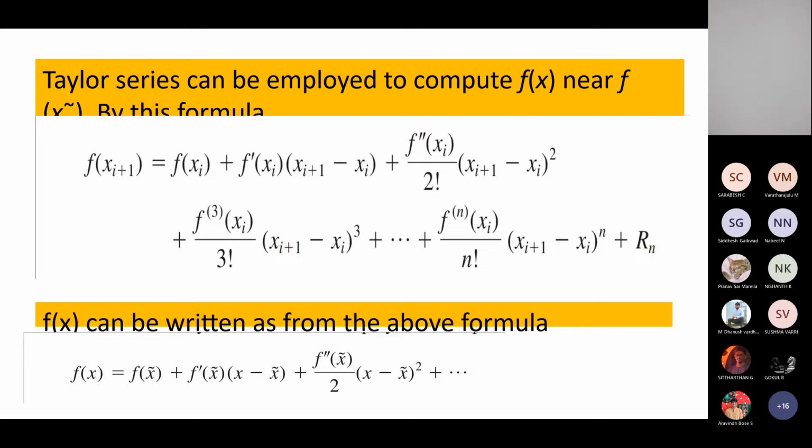So we can find f of x. We know that x and x bar are near. By using the above formula, we write f of x equals f of x bar plus f dash x bar into x minus x bar plus so on. We substituted x in the place of x i plus 1 and x bar in the place of x i, since they are near. Next slide.